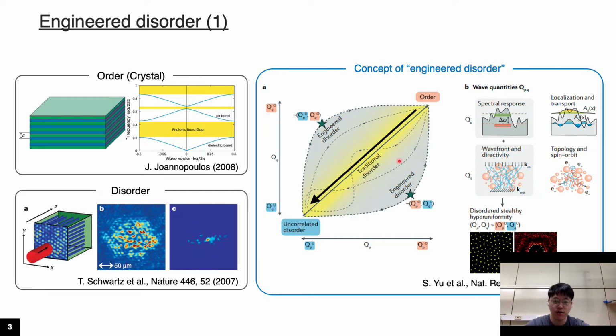However, due to almost infinite degrees of freedom in structural deformation, there are many possible paths connecting crystals and uncorrelated disorder. So, in this sense, finding a path having both crystal-like and disorder-like physical properties, as shown here, corresponds to the engineering of disorder.